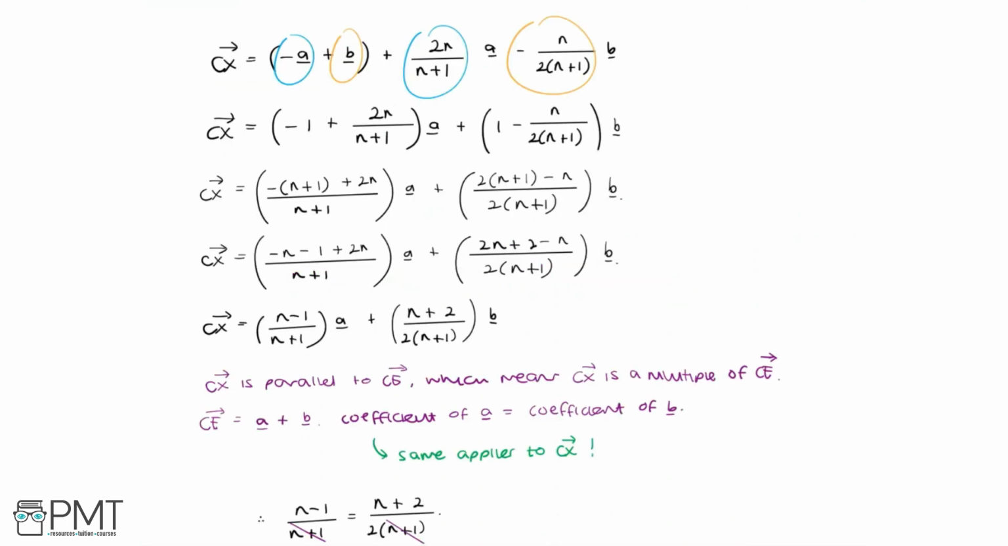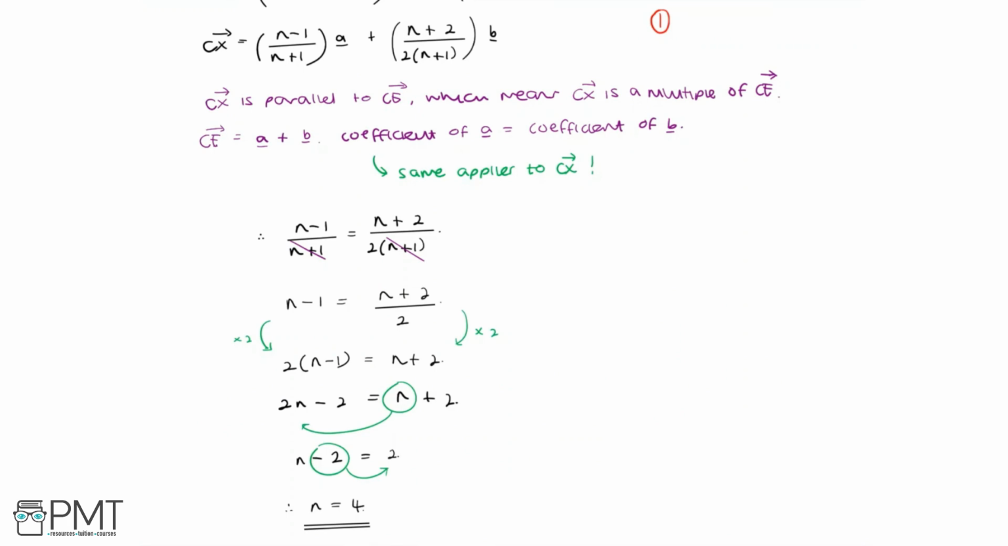We get the fourth mark for a process to find the vector CX. We get the fifth mark for saying that n minus 1 over n plus 1 is equal to n plus 2 over 2 lots of n plus 1. And finally, we get the sixth mark for rearranging and simplifying and for saying that n is equal to 4, allowing us to achieve the full 6 marks needed in this question.